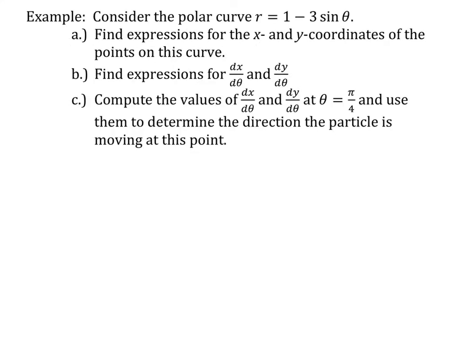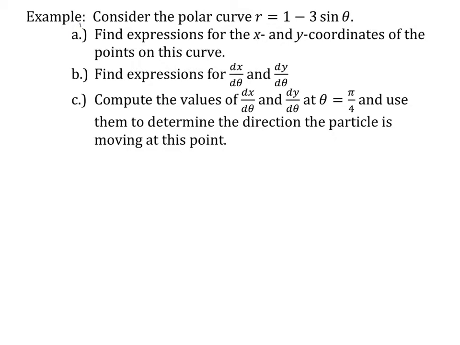So I have one example that we'll look at. Suppose that we have the polar curve r equals 1 minus 3 sine theta, and we'll look at a graph of that later. For part A, I just want us to find expressions for the x and y coordinates of the points on the curve. So go ahead and pause the video, do part A, and then re-watch and check and make sure that you've got that right.